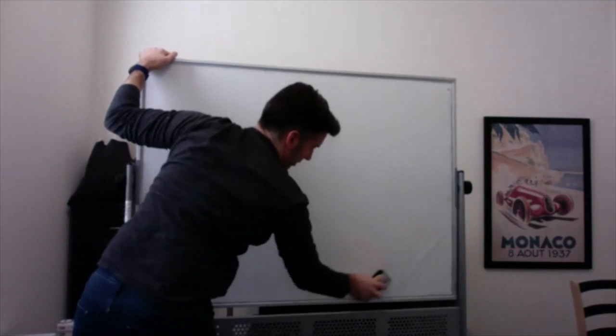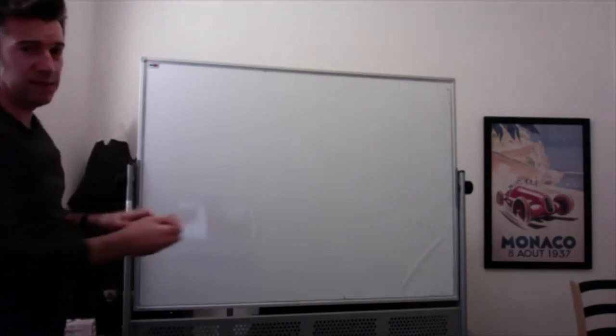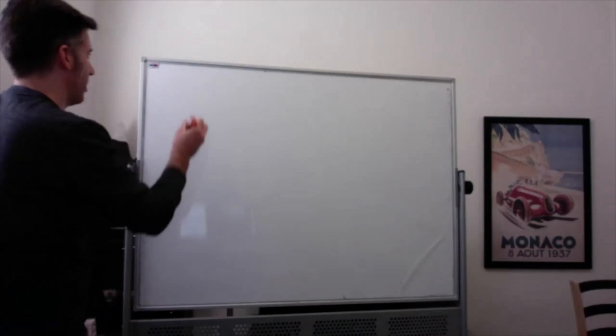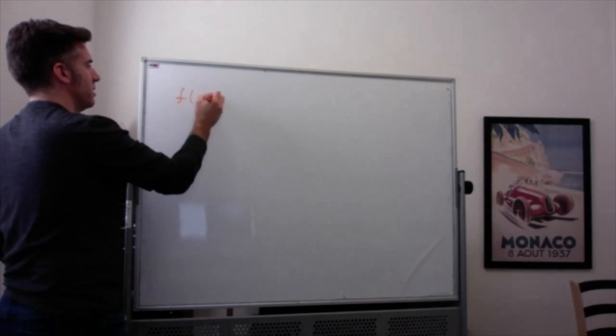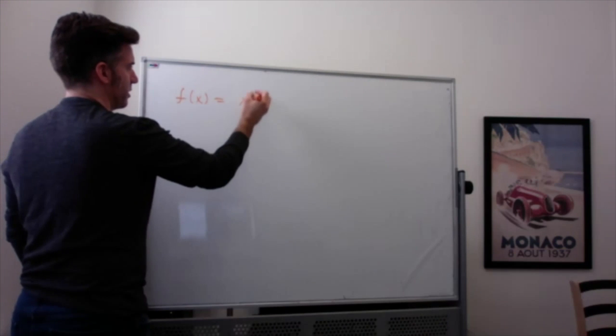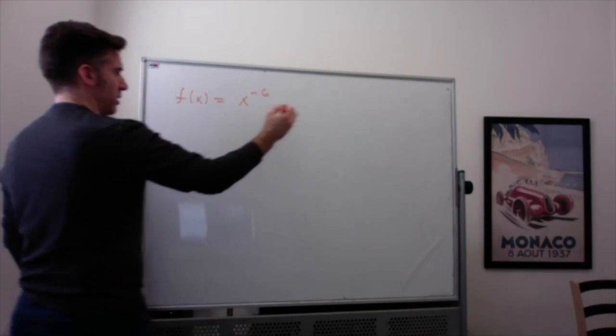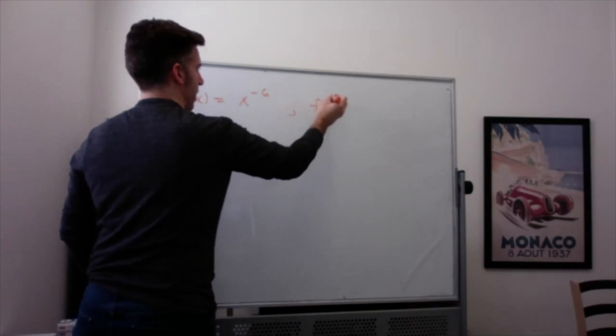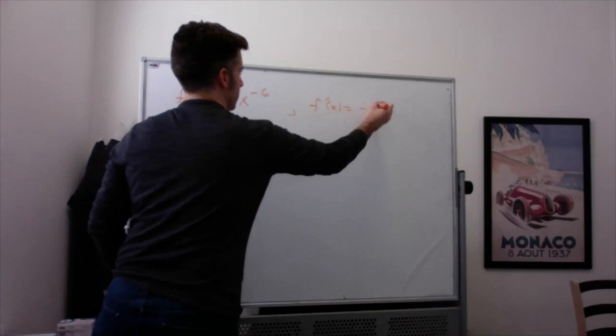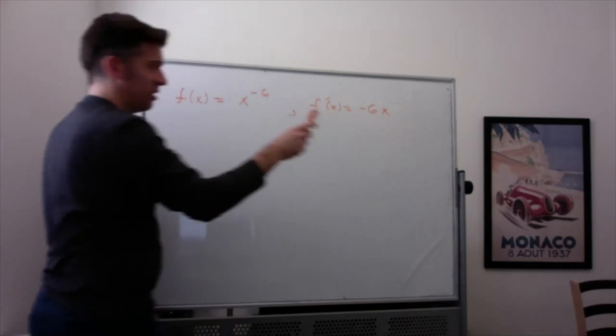and sorry, I should talk about some notation here for just 1 second. Sometimes people are going to write something like this and say, okay, f of x equals x to the negative 6, and we're going to write the derivative as f prime of x equals negative 6 x to the, what should my new power be?